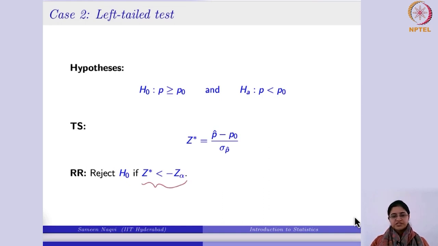Okay, so if the test statistic that you have calculated is coming out to be less than minus z alpha, so basically, as I told you earlier also, it is somewhere here. It means if it is falling in this shaded region, that is, z star less than minus z alpha, it is falling in this shaded portion. So in that case, you would reject the null hypothesis because that is the rejection region, right?